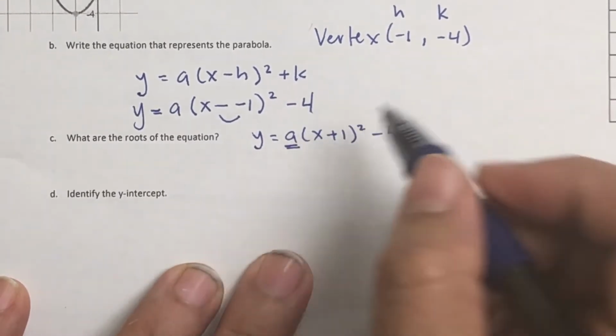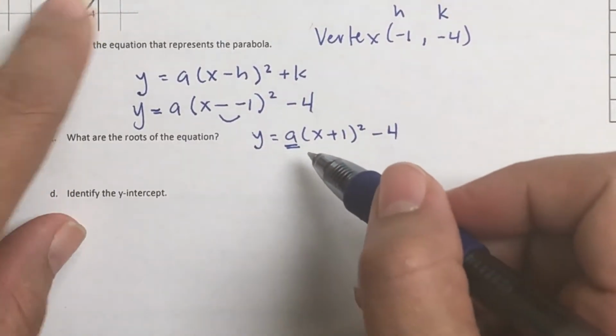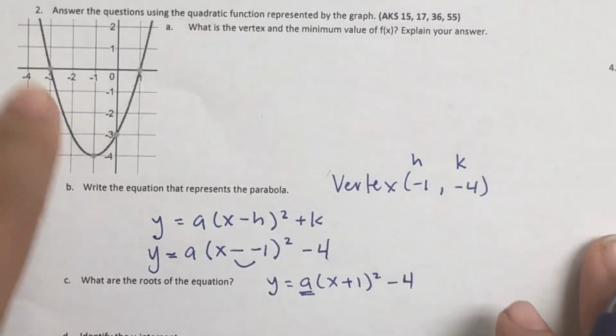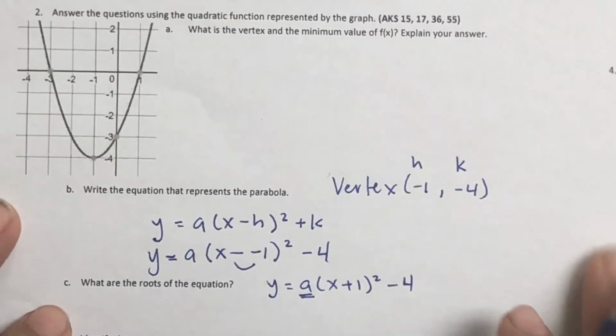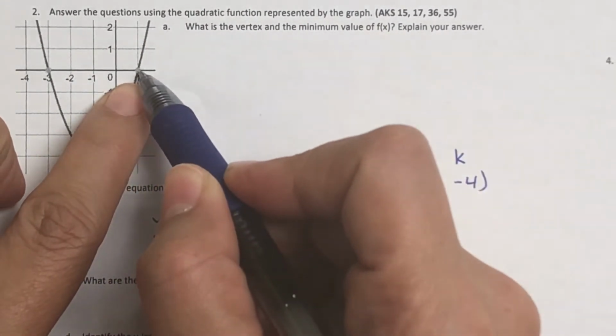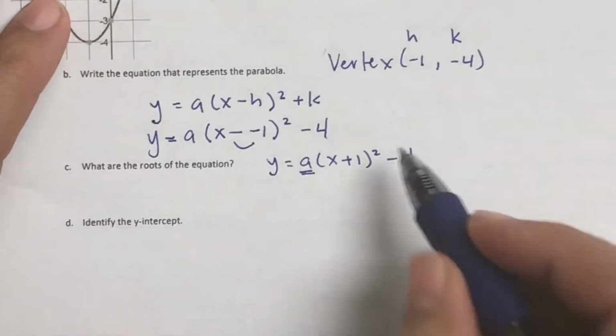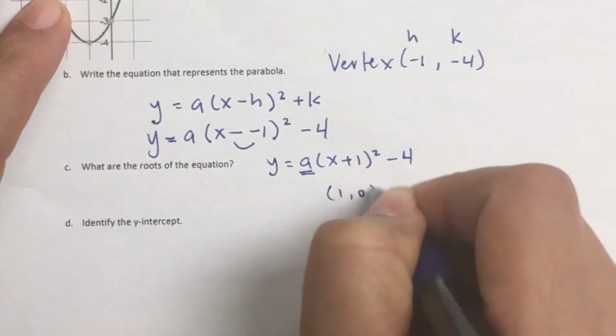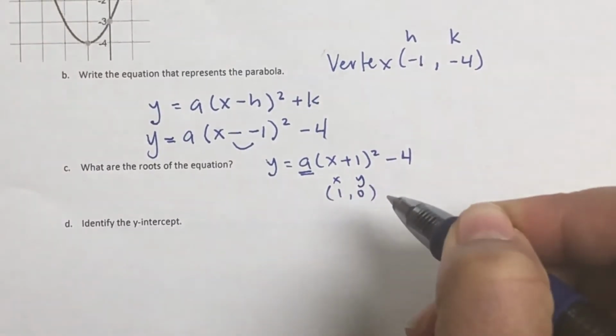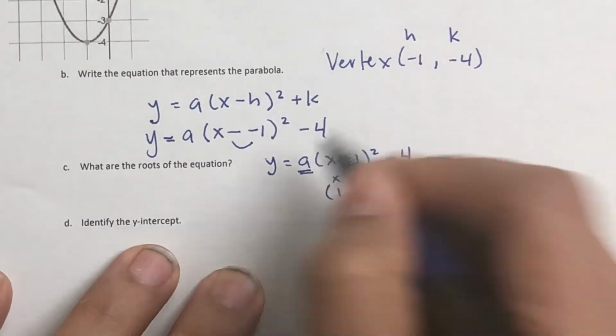Okay, so to find out what a is, all you're going to do is pick a point that's already on the graph. All right, so pick a point that's already on the graph, something easy. I'm going to pick this one because it's positive and it has a 0. So this point right here is what? 1, 0. Okay, so that point right there is 1, 0. So my x is 1 and my y is 0. Plug it back in here and you're going to find it.